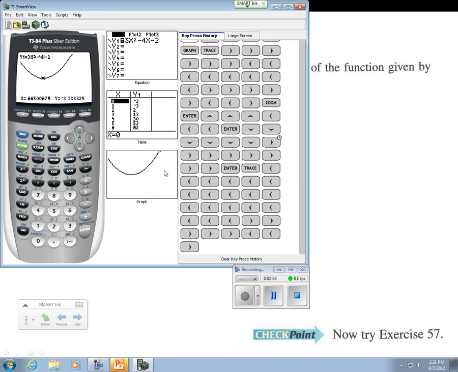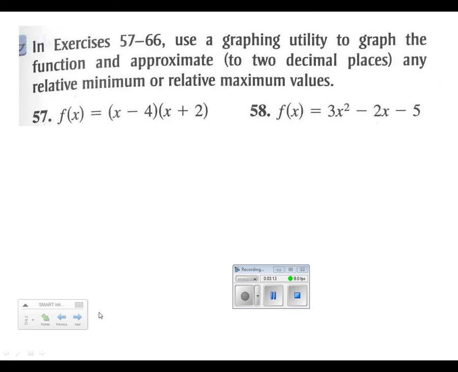Alright, so our solution here would be x equals 0.66 or 0.67 since we're going to round, y equals negative 3.33 for our relative minimum. So coming back over to our problem here, go ahead and try exercise 57. Use a graphing utility to find, to two decimal places, any minimum or maximum values.